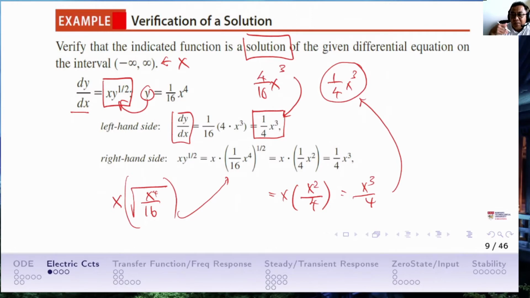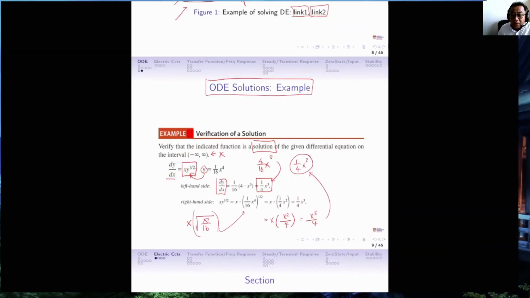So this is just like if I've given you the solution, then you just plug the dependent variable into this differential equation expression and work it all out, and if it is equal, then the solution is correct. That's the idea. Okay, thank you.